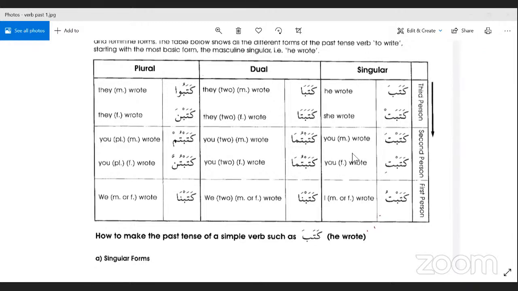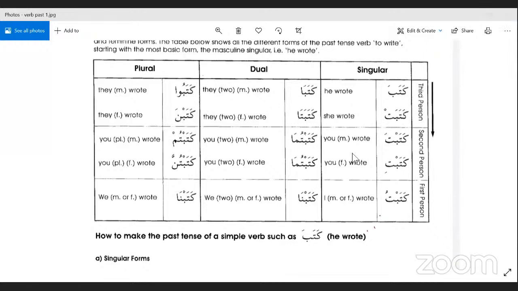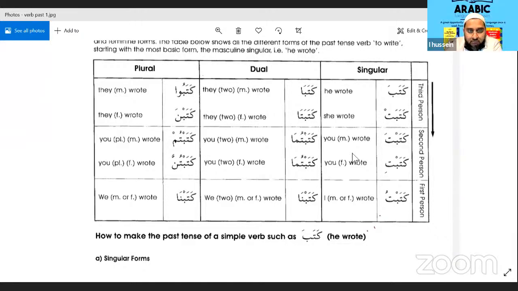How do you say you, one male, wrote? Katabta. You, one female, wrote. Katabti. You two male wrote. Katabtuma. You two male wrote is katabtuma, which is correct. You all male wrote. Katabtum. Excellent. You two females wrote. Katabtuma. You all females wrote. Katabtunna. Right.